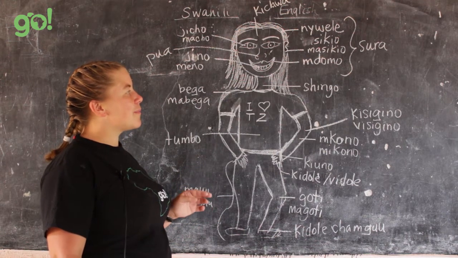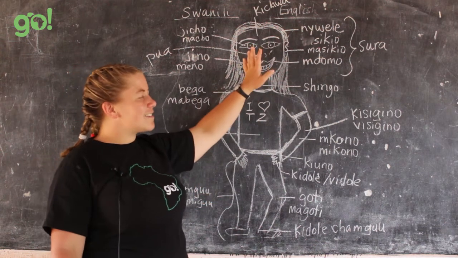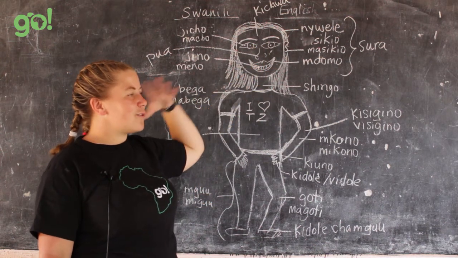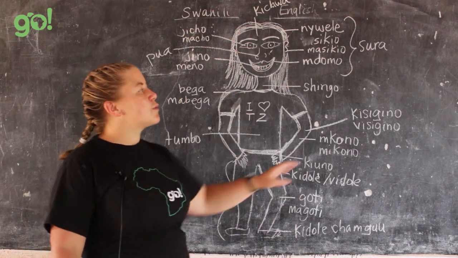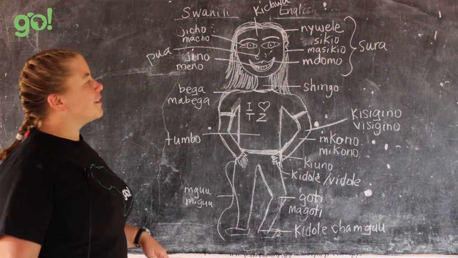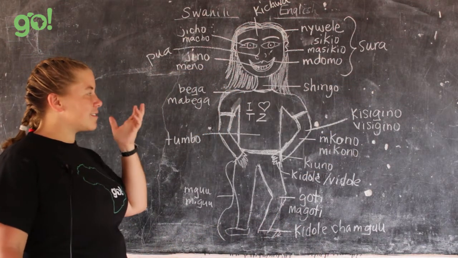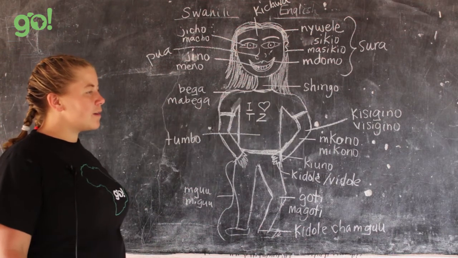Sikio, masikio. If we take the face all together with all its parts, so the head is the head, the face is just the front, it is called sura. Sura, face.